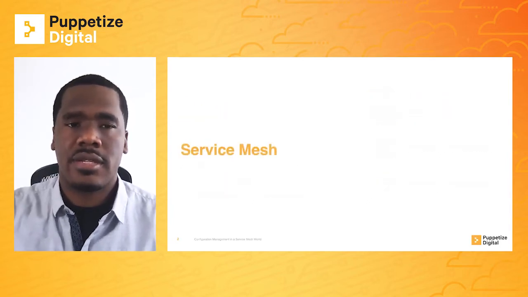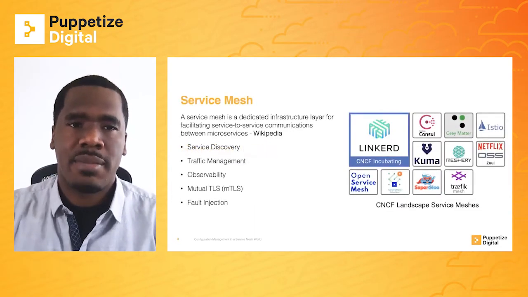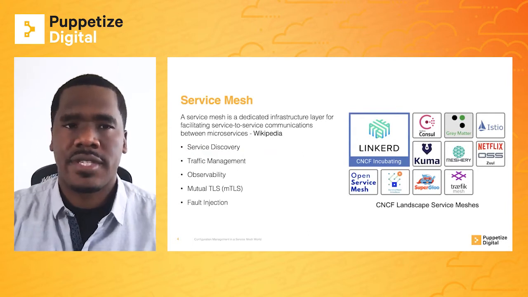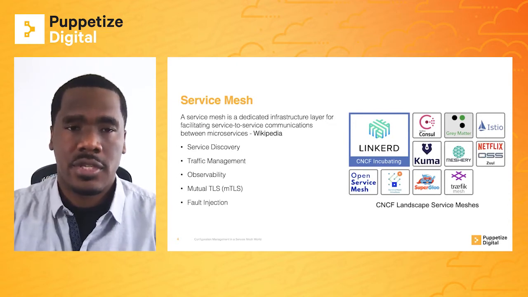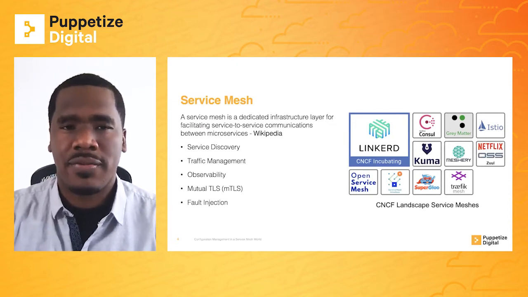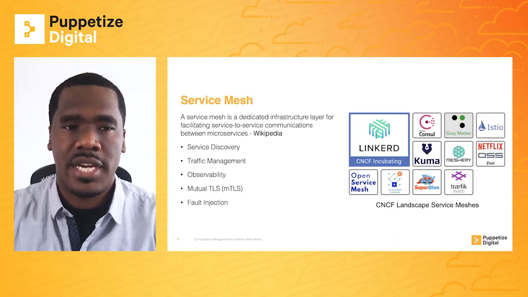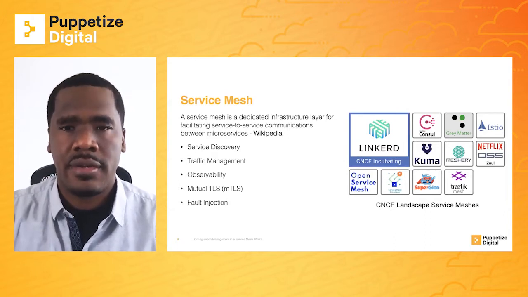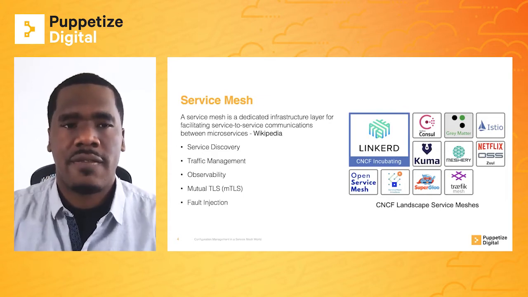All right, so we'll get right into what is a service mesh. A service mesh is a dedicated infrastructure layer for facilitating service-to-service communications between microservices, according to Wikipedia. That's kind of a mouthful of what it actually does. So we've got a number of things that it does and reasons why someone would want a service mesh. Service discovery is the first thing that people often think of, as well as traffic management, observability, mutual TLS, along with fault injection.